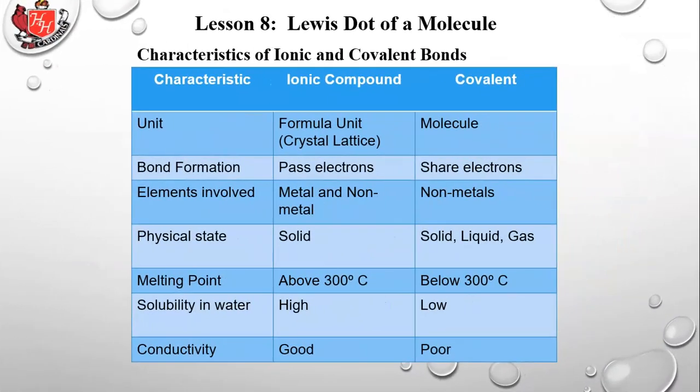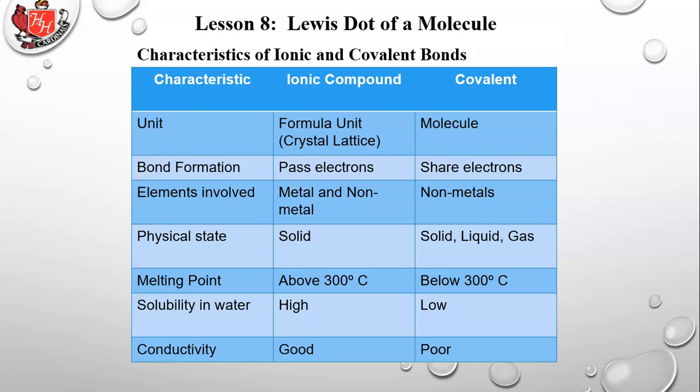Okay, here's some characteristics of ionic and covalent bonds. So first, the unit. An ionic bond has a formula unit which builds up. It just repeats itself to form a crystal lattice structure, like an apartment building or like bricks in a wall. The covalent bond forms an independent structure called a molecule. Bond formation in ionic bonds results from passing electrons from one atom to another, creating an anion and a cation, which attract each other. Covalent bonds are two strong guys. They can't pull electrons away from the other guy, so they decide to share electrons.